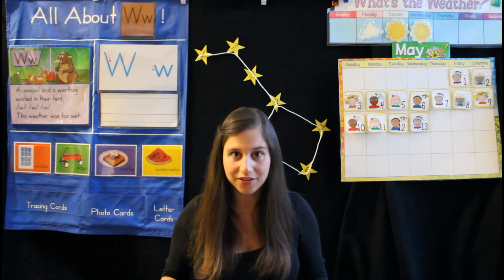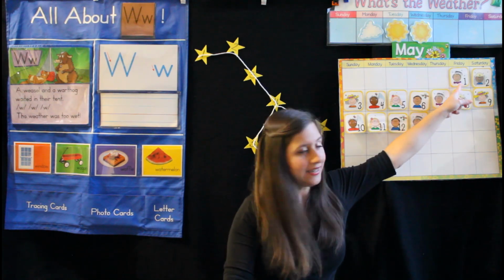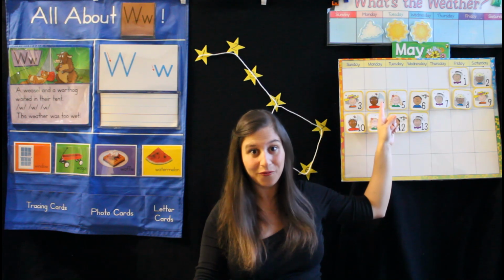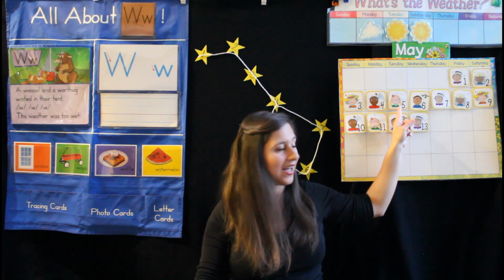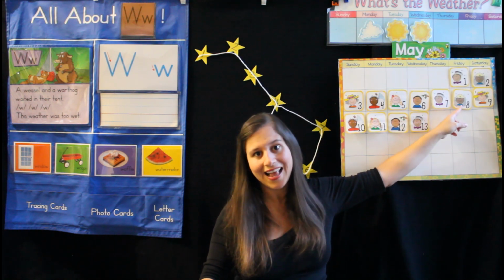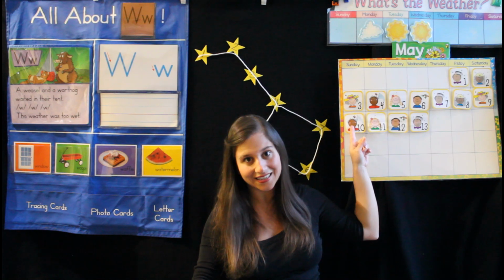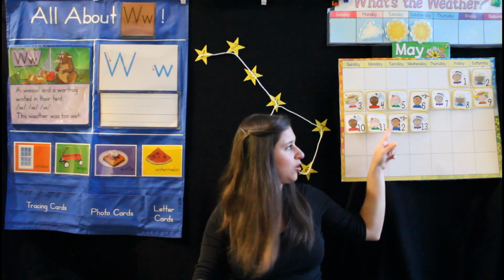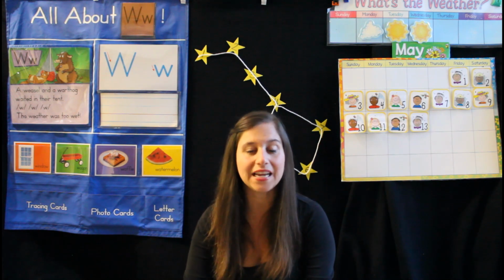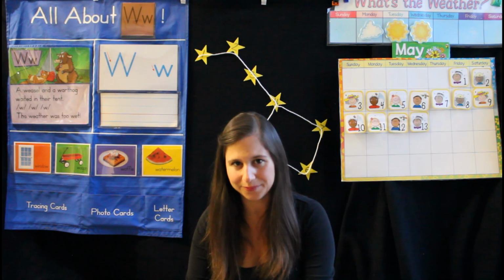Great, let's count together to find out the numbered date. 1, 2, 3, 4, 5, 6, 7, 8, 9, 10, 11, 12, 13. For calendar, we say 13th. Can you say 13th? Good.